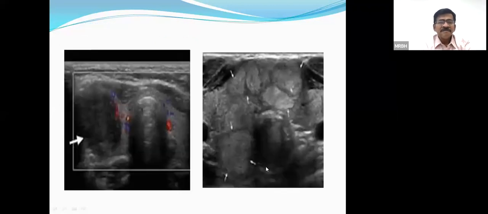So this is an ultrasound feature of a nodule where you can find both a cystic and a solid component. This is a complex cyst, which carries a higher suspicion of malignancy. This is on the right side, a multinodular goiter having areas of calcification. So these are more suspicious of malignancy. Next.